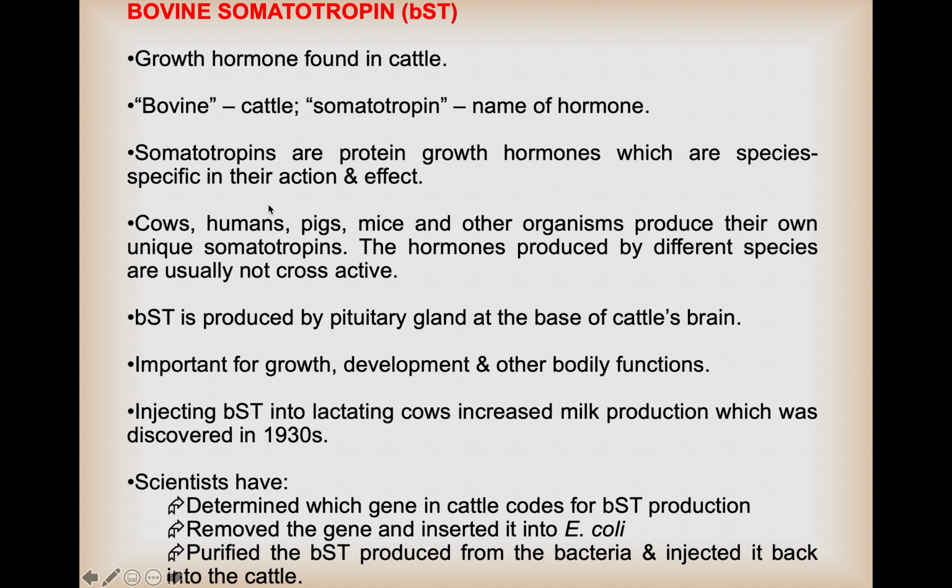So somatotrophins are protein growth hormones. They are species specific in their action and effect. Why are we discussing somatotrophin? It has something to do with us, in a while. So cows, humans, pigs, mice, and other organisms produce their own unique somatotrophin.